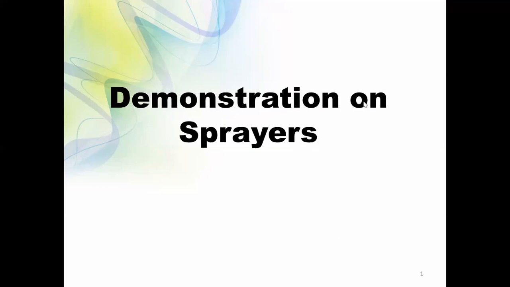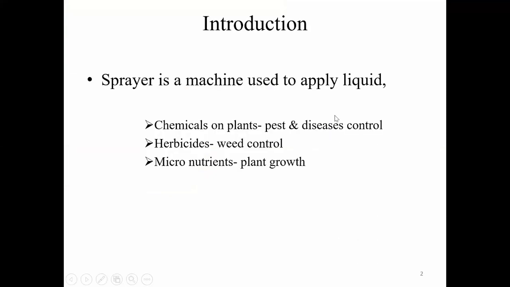Normally, these sprayers are used in the application of pesticides or any other chemicals. For example, pesticides, weedicides, insecticides, and also in some cases, these sprayers are used to apply micronutrients or any other hormones to plants to promote plant growth.